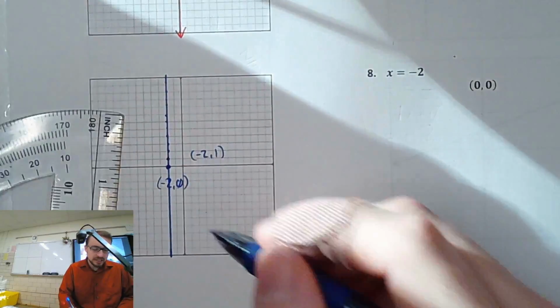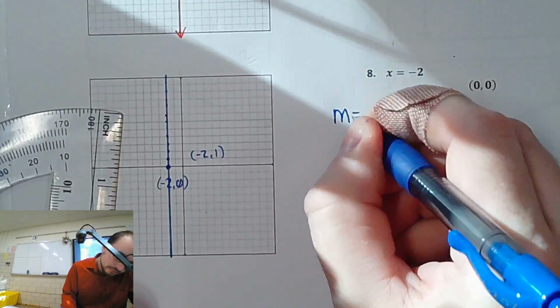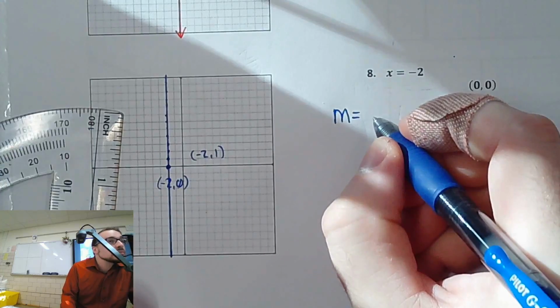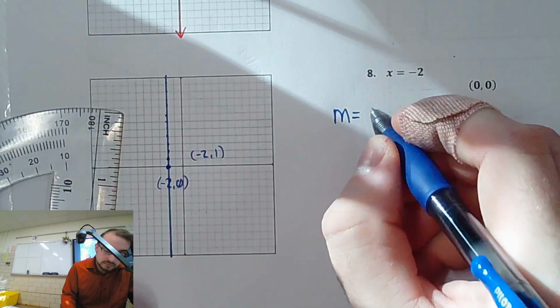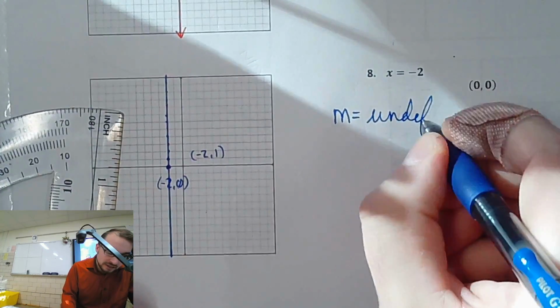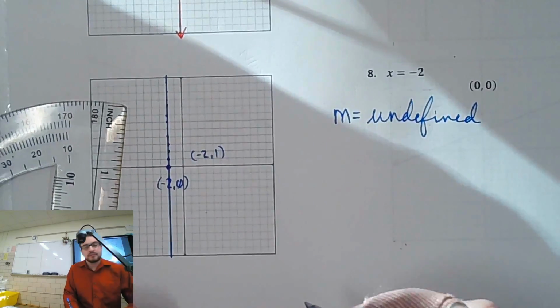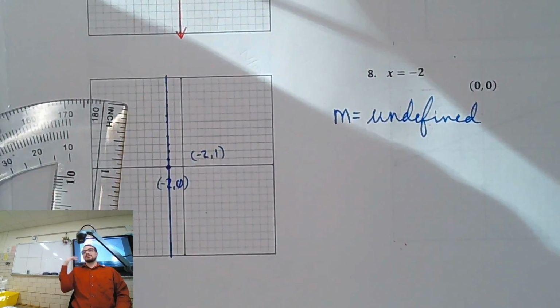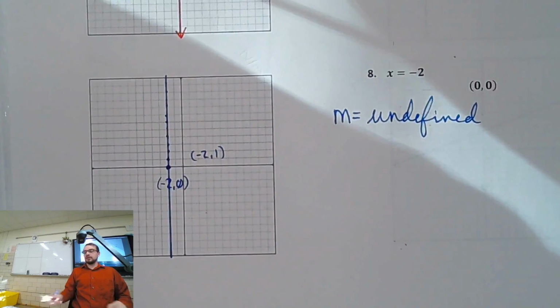What is our slope for this kind of line? It's infinite, which is not a number, so we call it undefined, right? We go over 0. Dividing by 0 is not allowed. Breaks math, so we call it undefined.